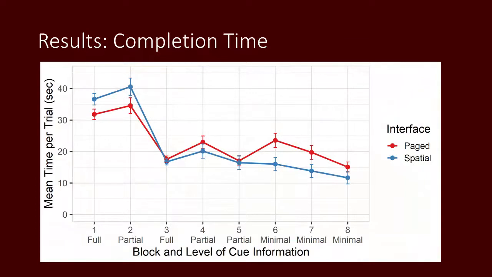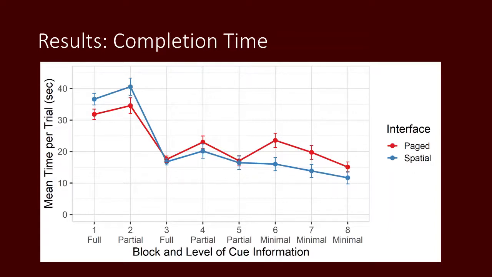Here's the completion time result. This is how long it took people to get to the correct item. It's organized by block on the x-axis, and the paged interface is shown in red, and the spatial interface is in blue. You can see that in the first blocks, the spatial interface was about 5 seconds slower per item. And we did expect this. It's not easy to find something for the first time in such a large set.